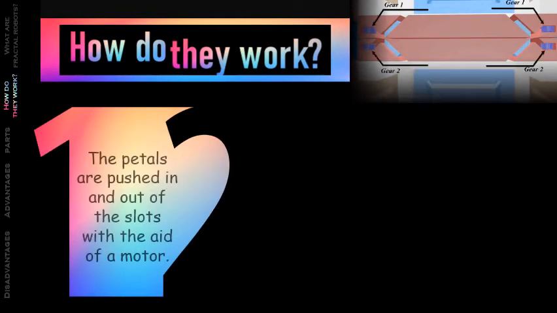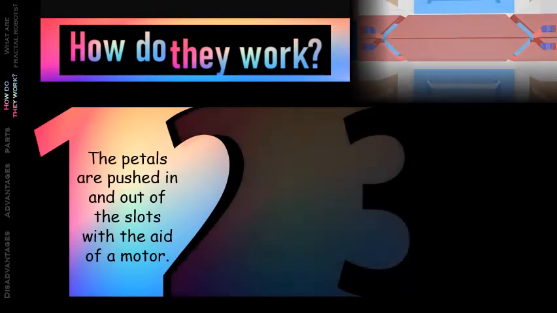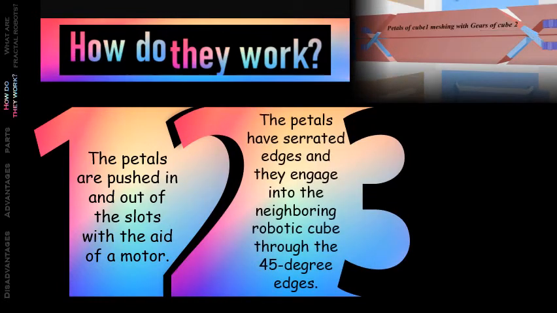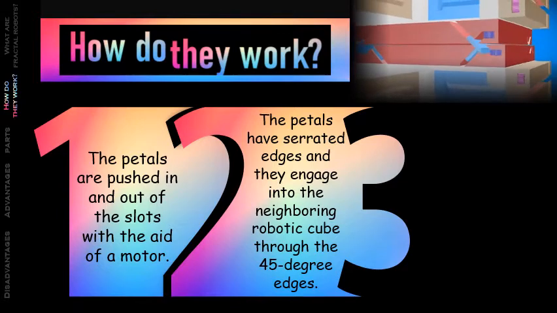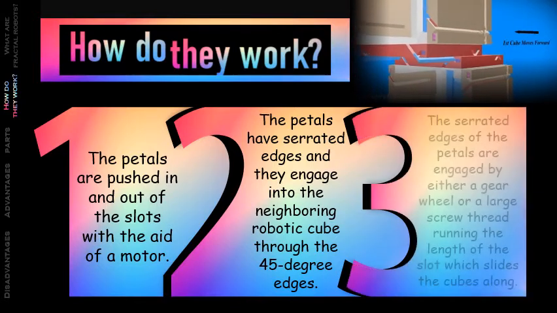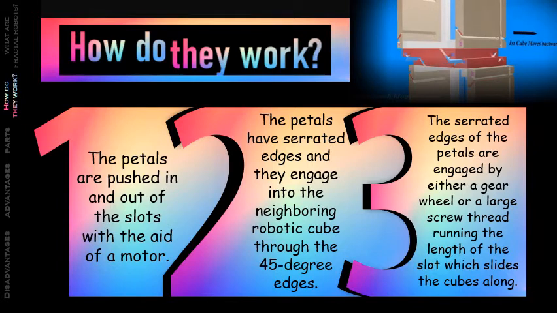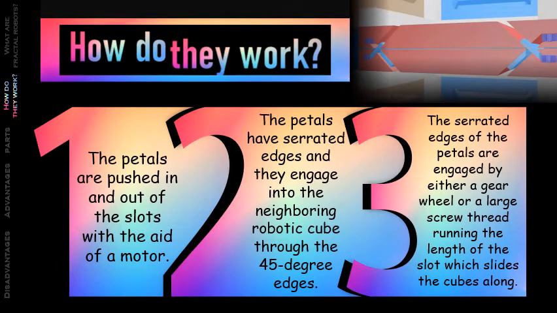How do they work? First, the petals are pushed in and out of the slots with the aid of a motor. Second, the petals have serrated edges and they engage into the neighboring robotic cube through the 45-degree edges. Third, the serrated edges of the petals are engaged by either a gear wheel or a large screw thread running the length of the slot, which slides the cubes along.